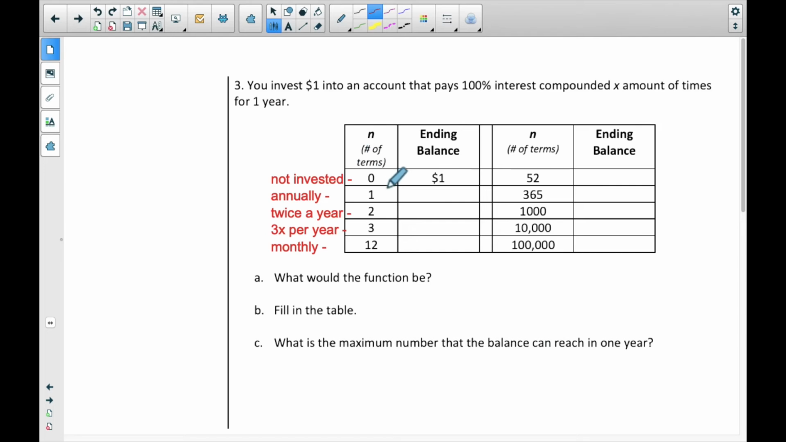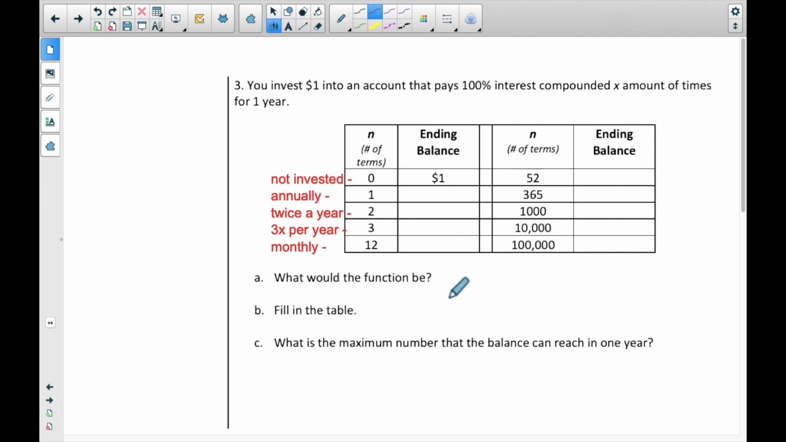Well, what happens then if we do it annually, that means we do it once, twice a year, 3 times a year, monthly. What if we do it every week? What if we do it every day? What if we do it like every, I don't know, 3 times a day, 1,000 times per year, or 10,000 times per year, or 100,000 times? What's going to happen in that case? So let's take a look at this.